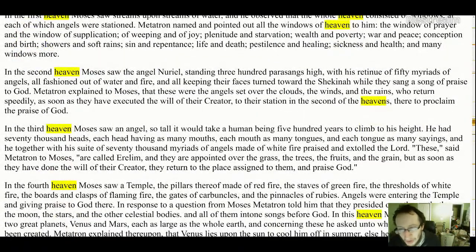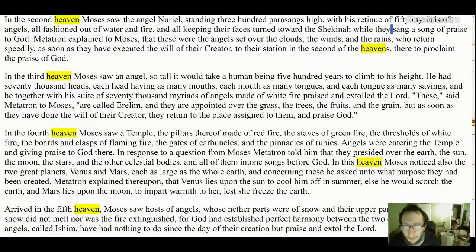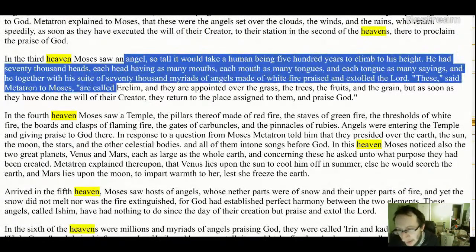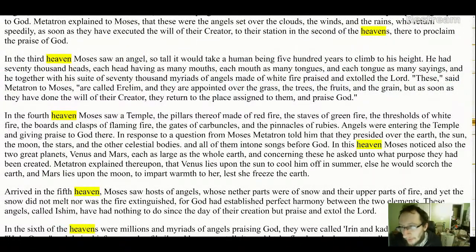In the second heaven, Moses saw the angel Nuriel standing 300 parasangs high with his retinue of 50 myriads of angels. Okay, they sang songs of praise. Third heaven, he saw an angel that was very tall. Now, some of this might be corruptions by the scribes, because some of it sounds a little bit off. Like that he had 70,000 heads. That kind of sounds a bit off to me.